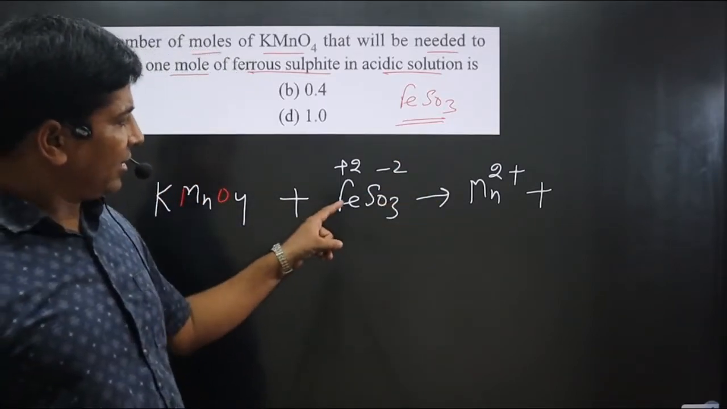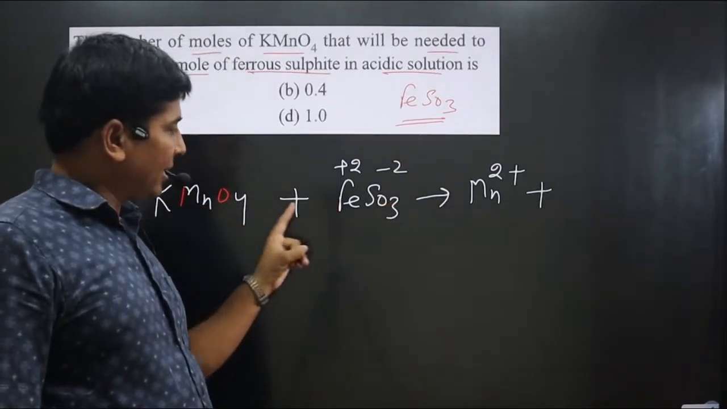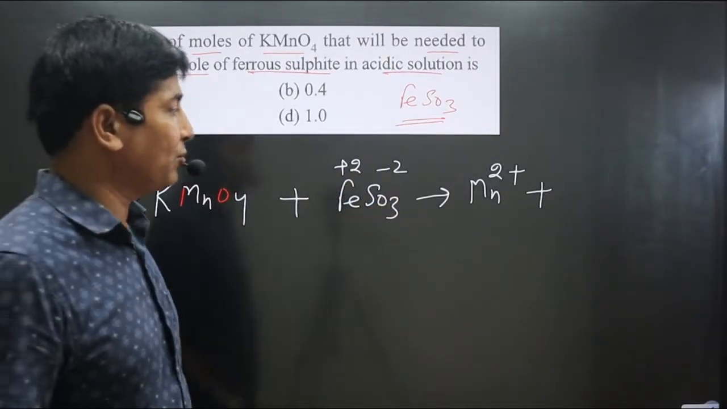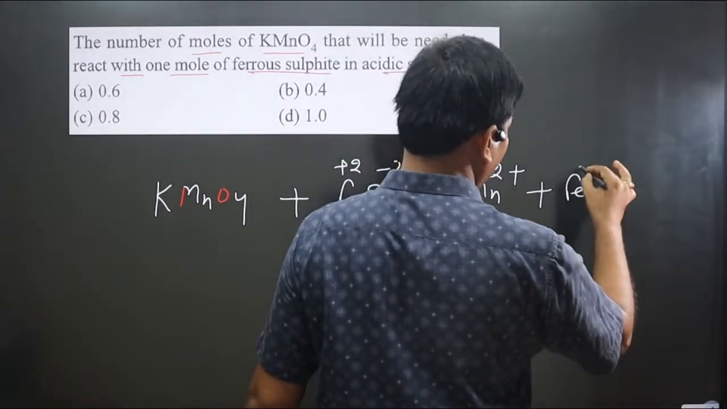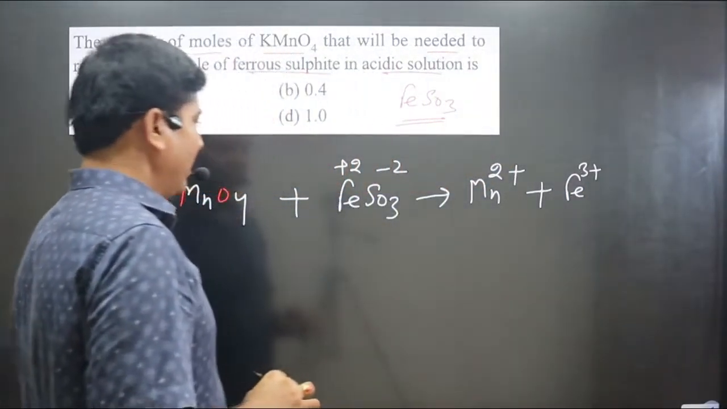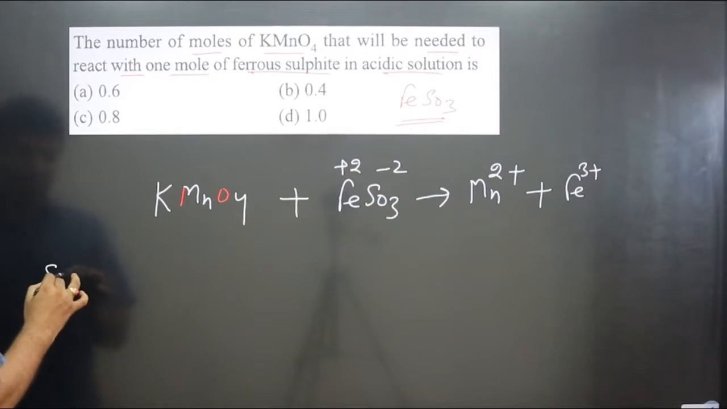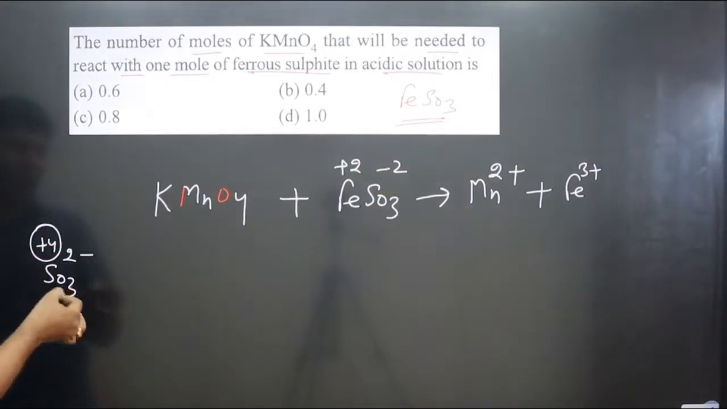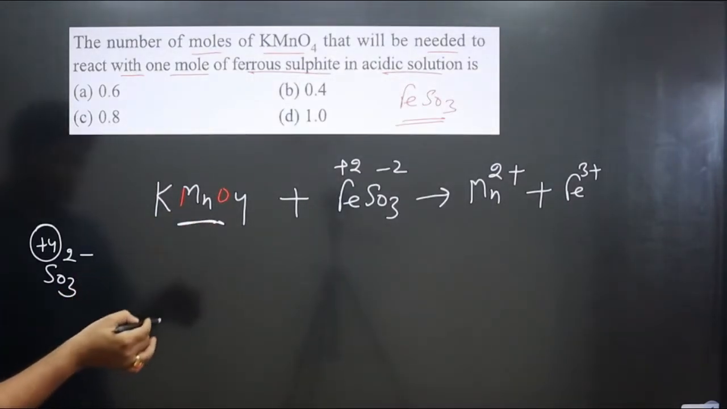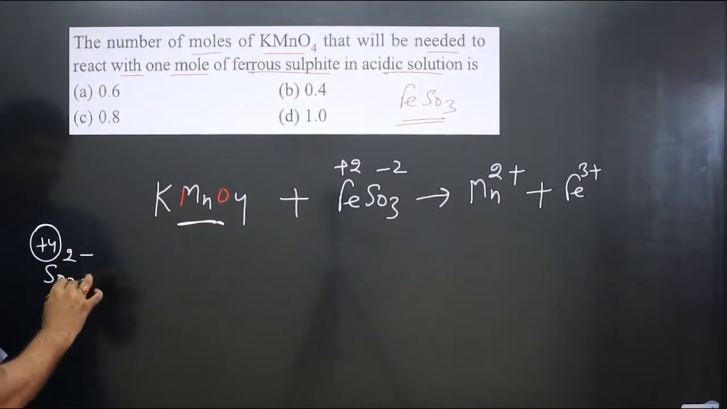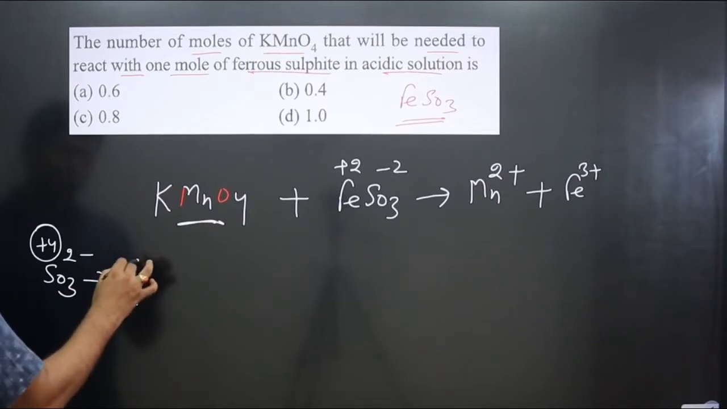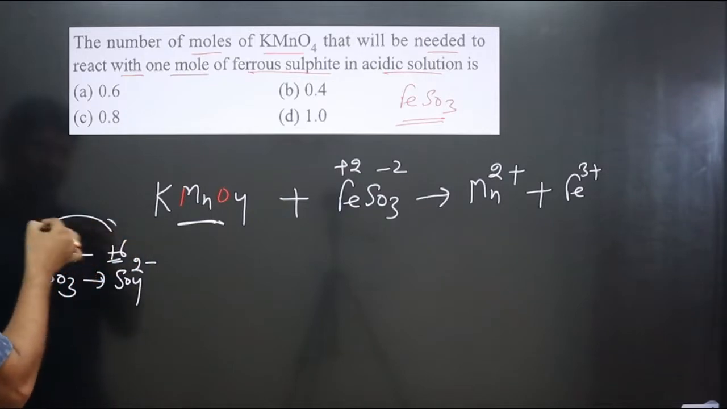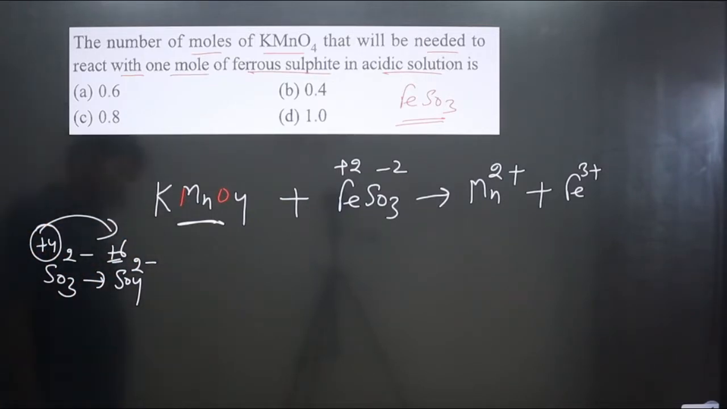Since a strong oxidizing agent is there, the ferrous ion will convert into the ferric ion, Fe3+, undergoing oxidation. And one more thing, this is the sulfite ion SO3 2-. If you calculate the oxidation number, 3 times 2 is 6, minus 2, so sulfur is present in +4 oxidation number. Since there is a strong oxidizing agent, the oxidation number will increase, so it converts into the sulfate ion SO4 2-, 4 times 2 is 8, minus 2, which is +6 oxidation number. An increase in oxidation number is always an oxidation reaction.